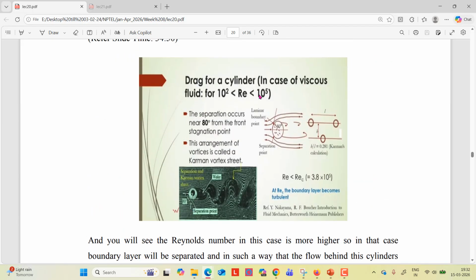So you can see now the range is even higher, between 10 square to 10 to the power 5. So the separation happens at this position, and you can see how this pattern is coming, right? It will create an alternate motion if you see in a video mode, right?